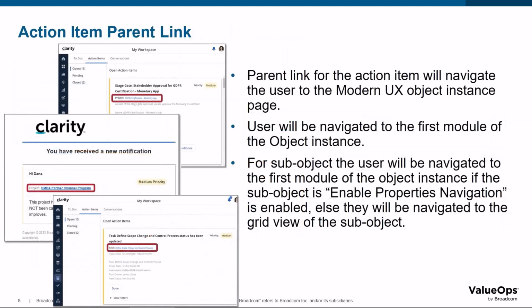We've also made the ability for when the action item is received by an end user, the parent where the action item was generated from, that link is available and will take the user to the modern UX page instance. The user will be navigated to the first module of the object instance, and for sub-object, the user will be navigated to the first module of the object instance if the sub-object is enabled properties navigation.